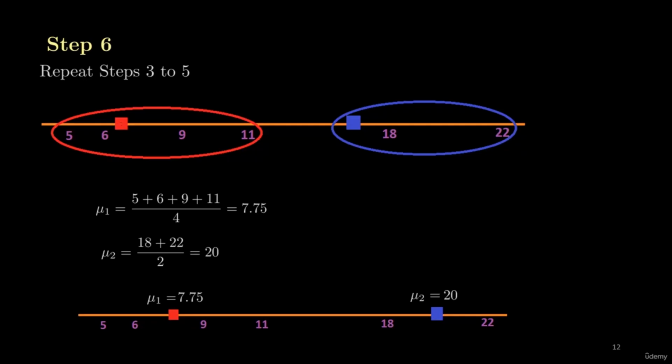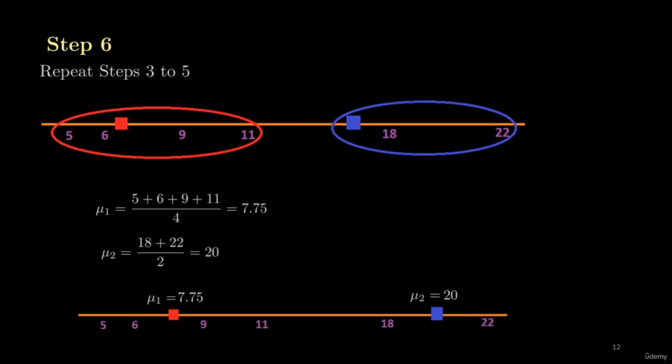So still they are moving. At the start, they were at 7 and 12. Then they moved to 6.67 and 17 respectively. And now they have shifted to 7.75 and 20. So they are still moving. They are still trying to assign each data point a correct centroid.